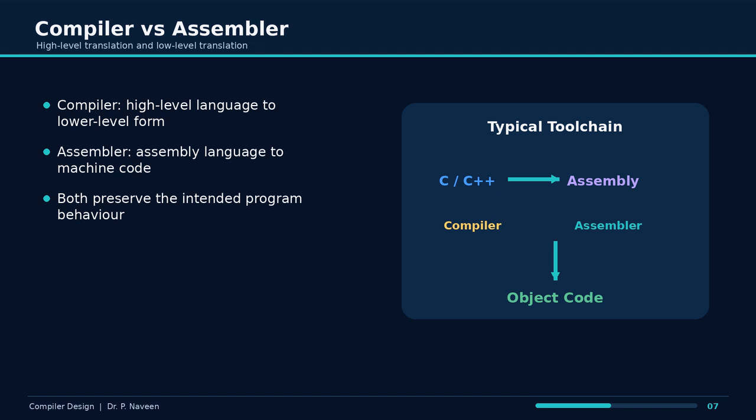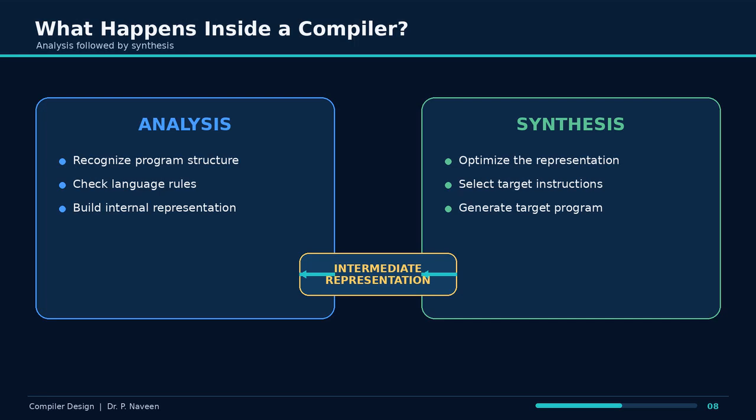Compiler and assembler. Let us compare a compiler and an assembler. As I told you, a compiler accepts high-level language programs. For example, it may accept a C or C++ program. A compiler handles variables, functions, loops, conditions, and expressions, so its work is complex. An assembler only accepts an assembly language program.